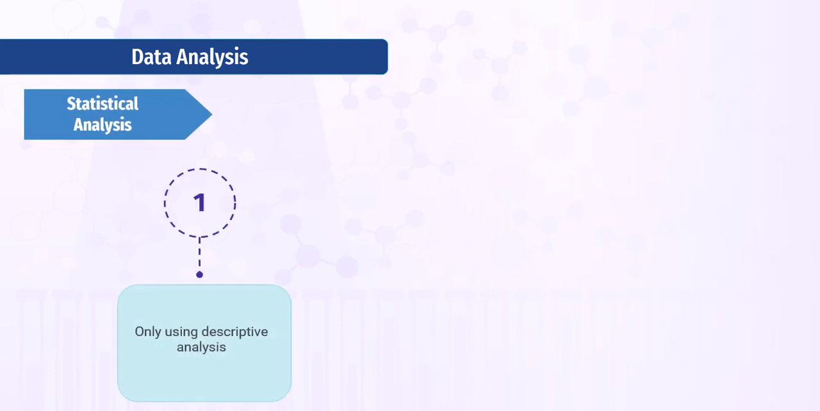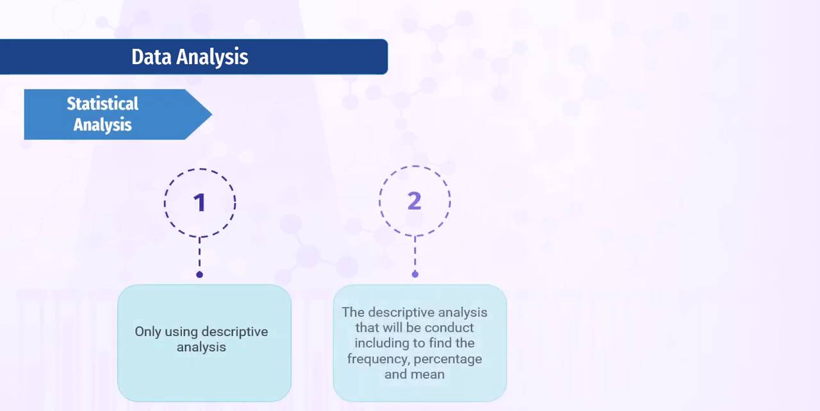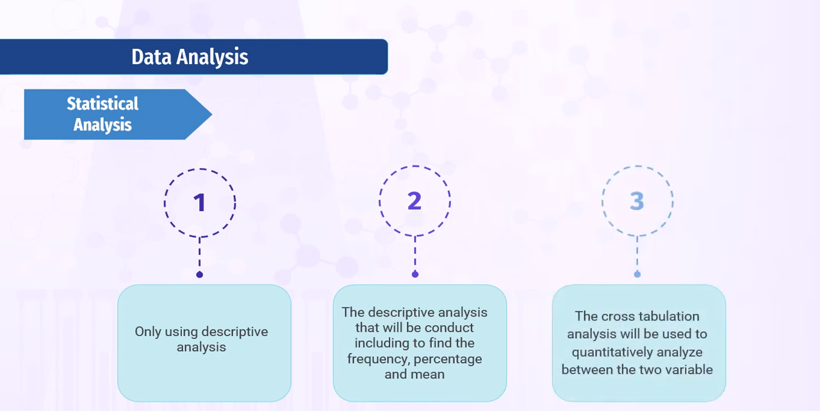Next, for the data analysis, the statistical analysis that has been used is descriptive analysis. The descriptive analysis that will be conducted includes finding the frequency, percentage and mean score. Also, cross-tabulation analysis will be used to quantitatively analyze the relationship between two variables.